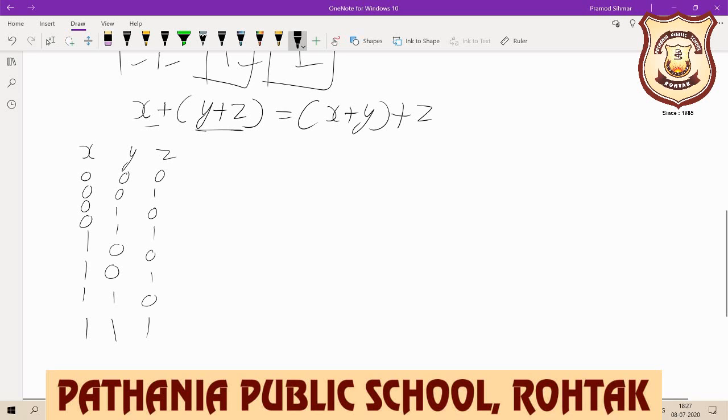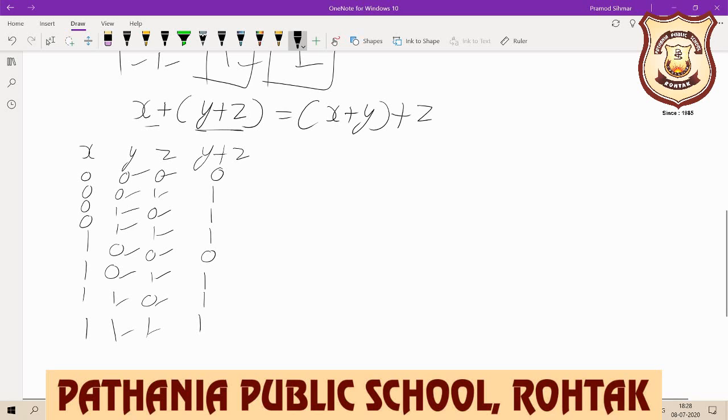With BODMAS formula, first we solve the bracket, after that we solve the statement. So first we need the y plus z. So you can add it y plus z. 0 plus 0 is 0. 0 plus 1 is 1. 1 plus 0 is again 1. And 1 plus 1 is 1. And 0 plus 0 is 0. 0 plus 1 is 1. And 1 plus 0 is 1. And 1 plus 1 is 1 here. So y plus z is 0, 1, 1, 1, 0, 1, 1, 1.